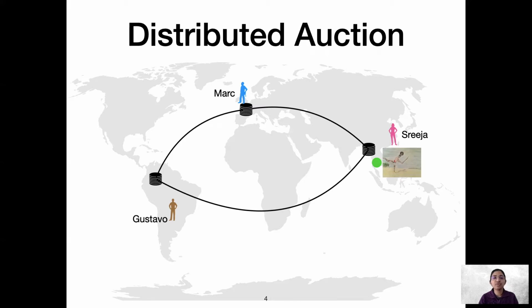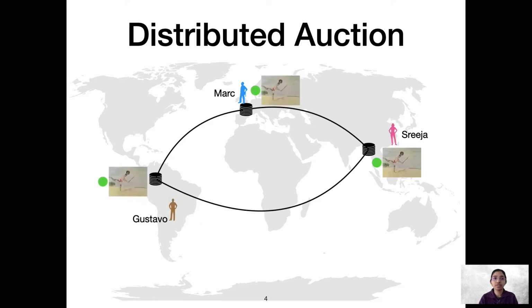So we have three users, Srija, Gustavo, and Mark, who are connected to three different replicas in Asia, Europe, and South America. A user, Srija, that's me, who is connected to a replica in Asia, has a painting to put up for an auction. The green dot near the painting indicates that the auction is open to receive bids. So Srija opens the auction, and this state is propagated to both Mark and Gustavo, who are connected to the European and American replicas respectively.